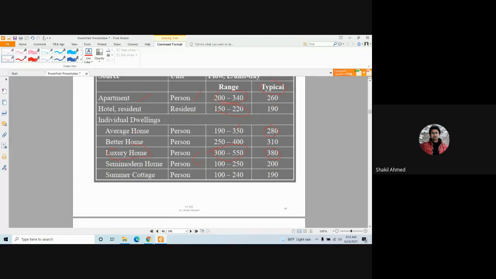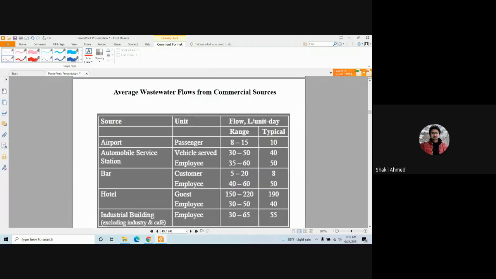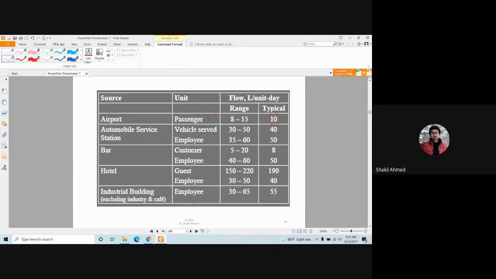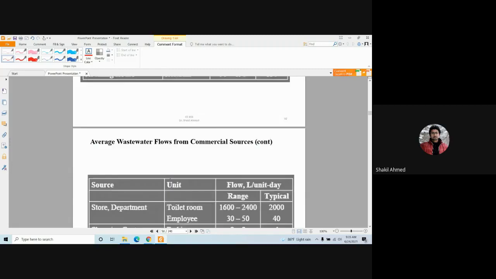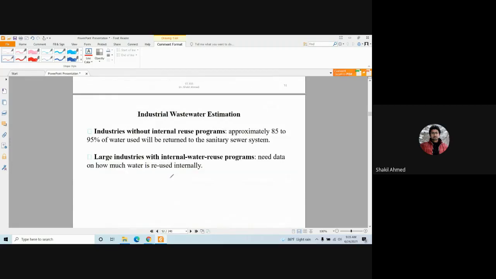Semi-modern home, summer cottage. This has less. Airport passenger 10. Each passenger, hotel, bars, industrial building. Okay, if this is a hotel and guest, that will produce 190. If this is a hotel and employee, that will produce 40. Okay, so you may go through this.